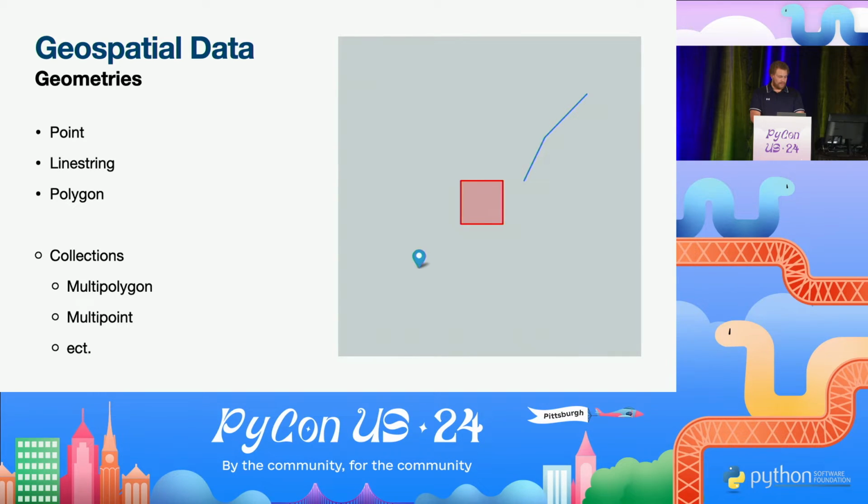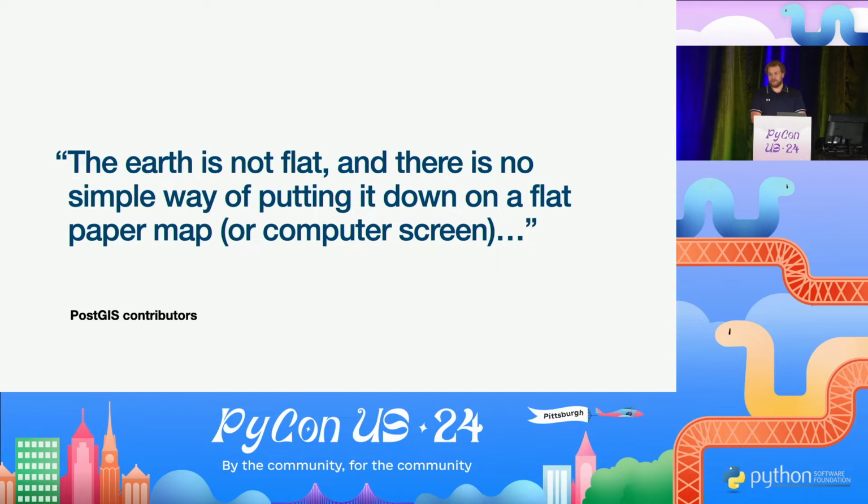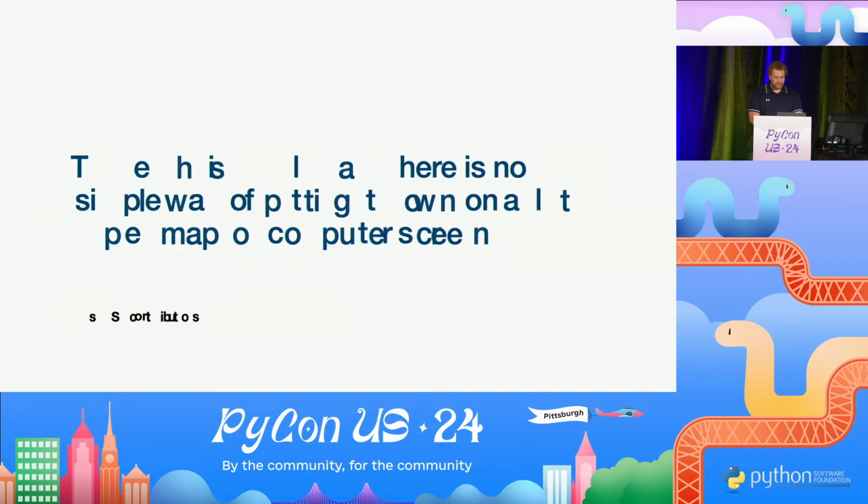Now, I do want to give everyone a warning here that this next slide might trigger some of you. So the Earth is not flat, and there's no simple way of putting it down on a flat paper map or computer screen. That comes straight from the PostGIS documentation. And why do we care about that?